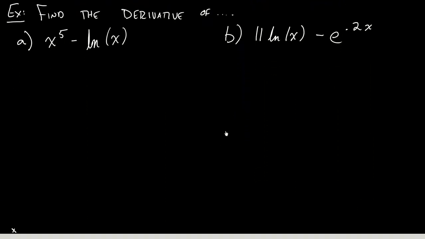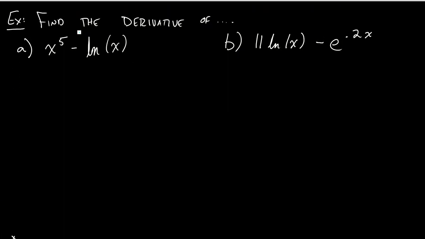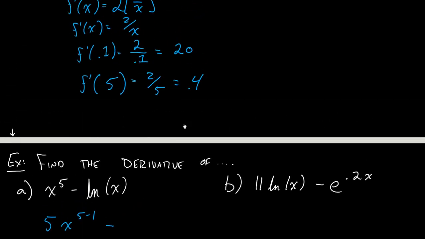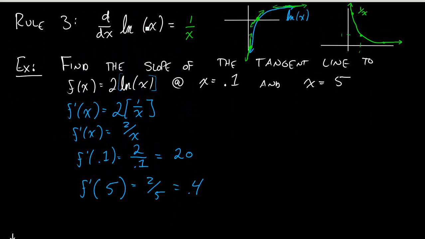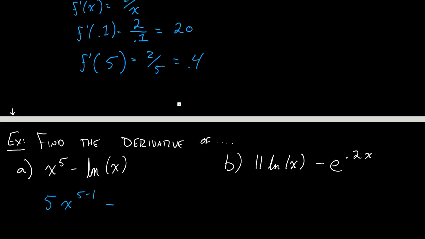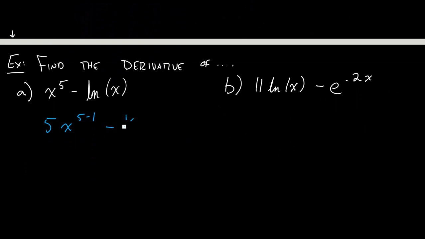Here we have a few different functions. Find the derivative of x to the 5th minus the ln of x. The derivative of x to the 5th, we know from the power rule from the last section. We drop the 5 down, so 5x to the 5 minus 1. And for the derivative of ln of x, all we have to do is look at this formula. The derivative of ln of x is just 1 over x. So I'll write that there. If I want to simplify, this is really 5x to the 4th minus 1 over x.